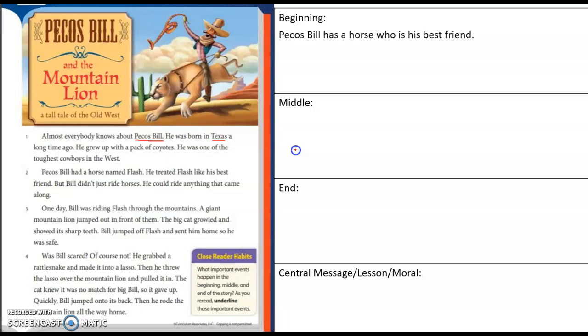So I'm going to start by retelling the story to tell you a little bit about Pecos Bill. Pecos Bill has a horse who is his best friend. One day, Bill was riding Flash through the mountains. A giant mountain lion jumped out in front of them. It sounds like Bill and Flash have a problem. Can you find their problem?